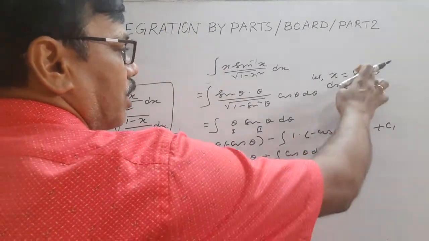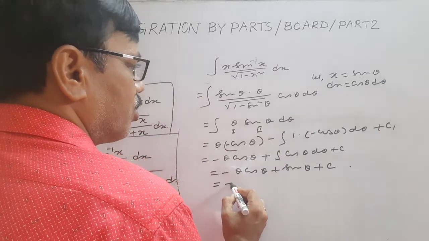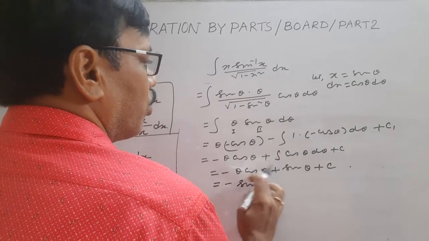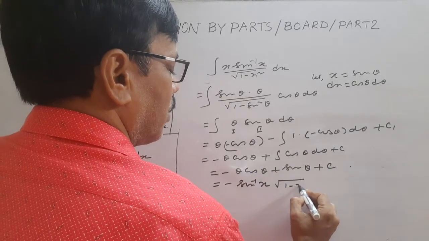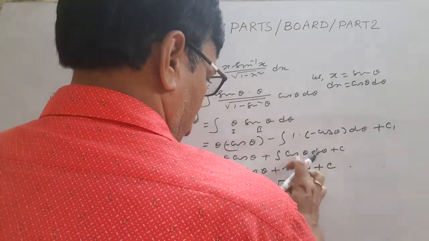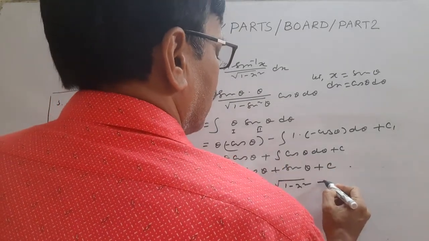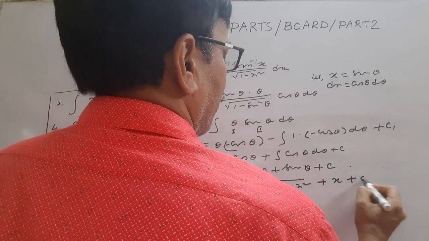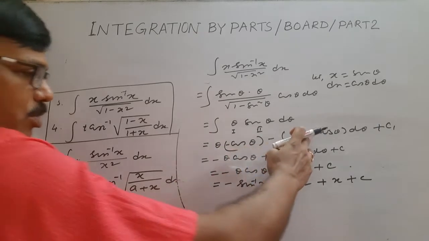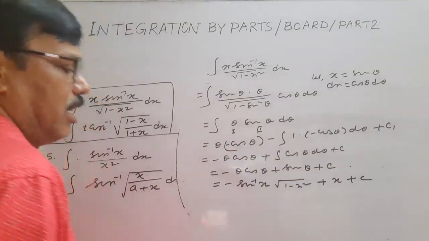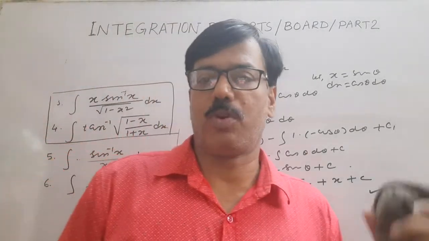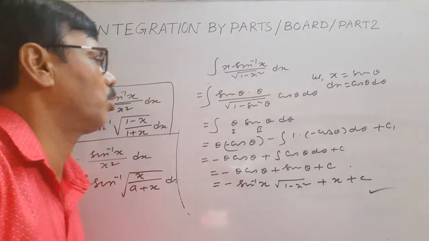So what is cos theta? Theta is sine inverse x, sine theta is x, and what is cos theta? Root over 1 minus x square. And the integration of cos theta is sine theta, so sine theta is x. So this is our final answer. Most important problem of the board.